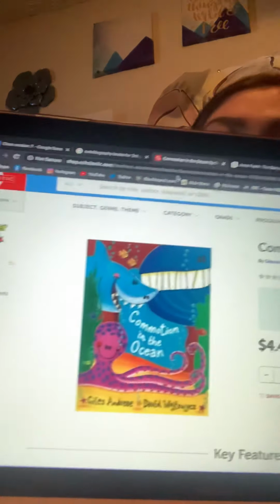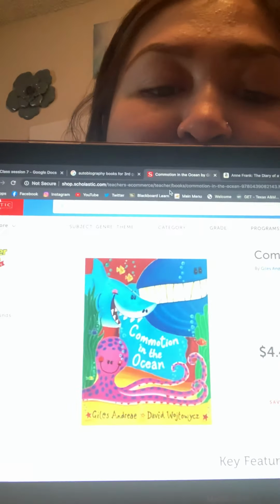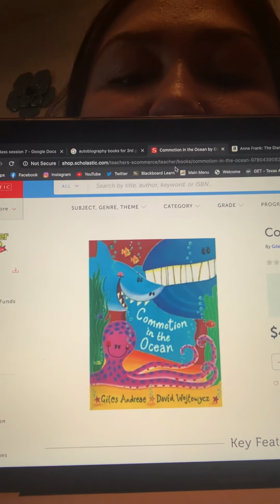This book, my first book, it's a good one. I hope y'all can see it. It's called Commotion in the Ocean. And I would classify this book as a children's literature informative text. And I'm going to provide a little summary.